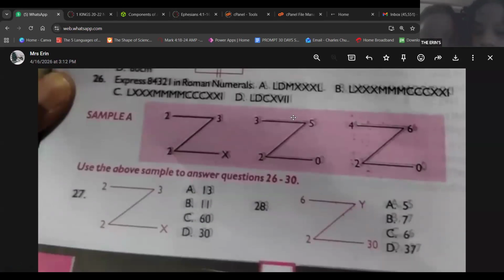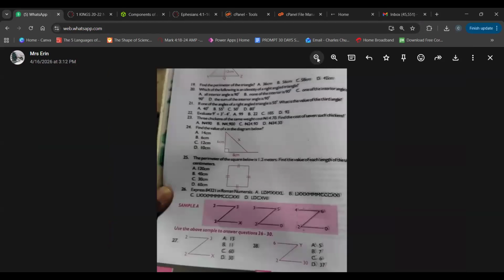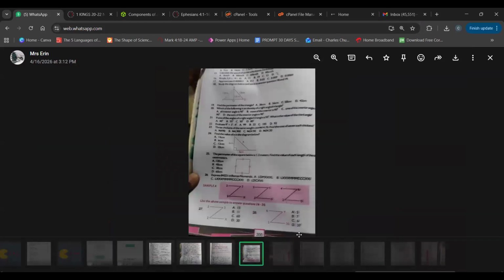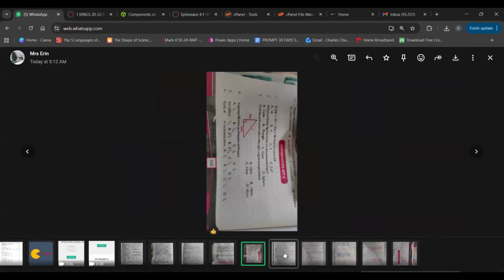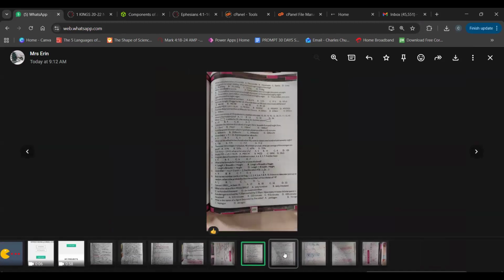Oh yeah, solve this one, number 27. I'm sorry, we don't have enough time. If I run out of battery now, it will not be nice that we wasted time on this question. It won't be nice at all. I won't like it. Oh yeah, let's go to this one.